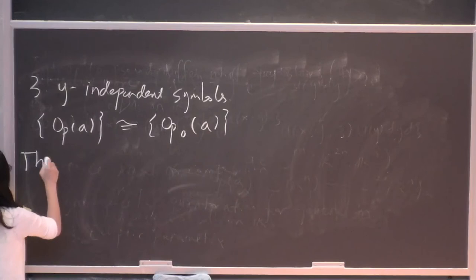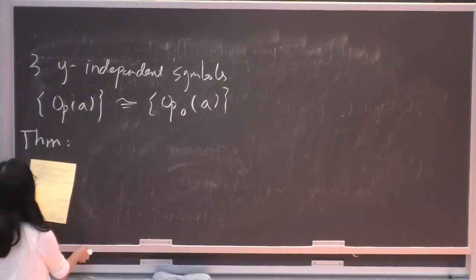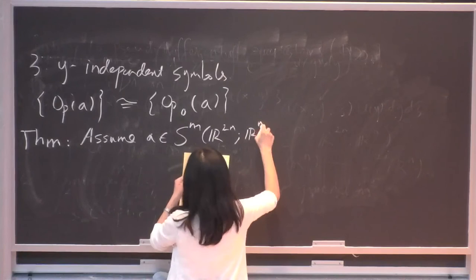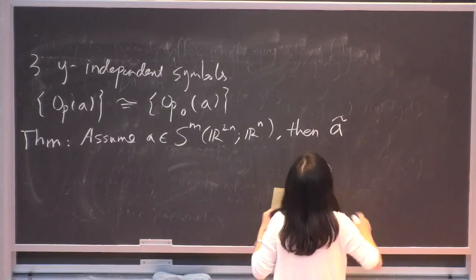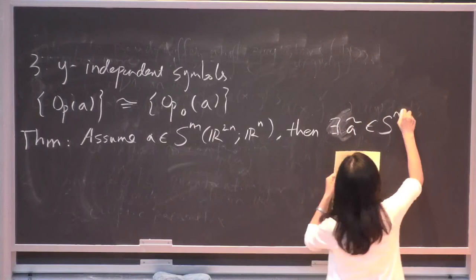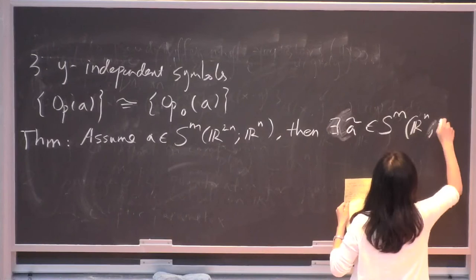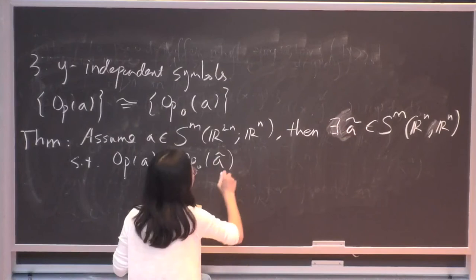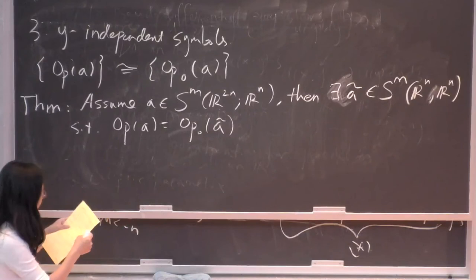Okay, still have time. So this theorem is long, leave some space here. Assume A is in the general symbol class, meaning that it can depend on x, y, and psi. And then I can convert it to a symbol, so there exists an A tilde, which is in S^m, the same order for sure, but it only depends on x and psi, such that these two pseudo-differential operators are the same: Op A is equal to Op_0 of A tilde. And moreover, this A tilde is uniquely defined by this A in the sense that there exists an asymptotic expansion.